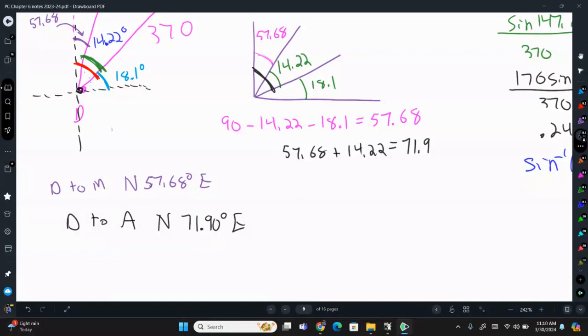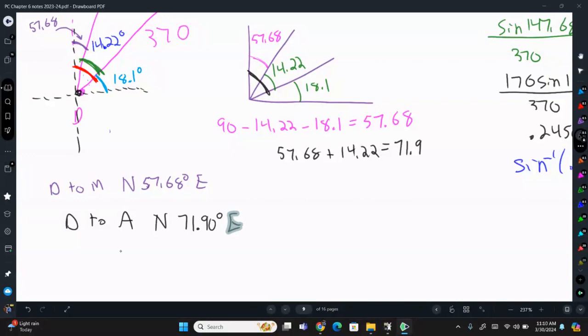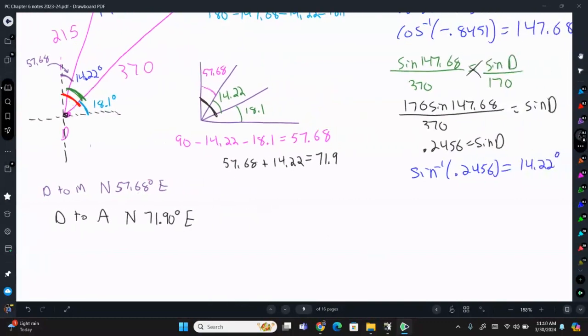So this problem had a lot of small steps involved, and we just had to be careful with the information that we were given and using that to find the other parts.